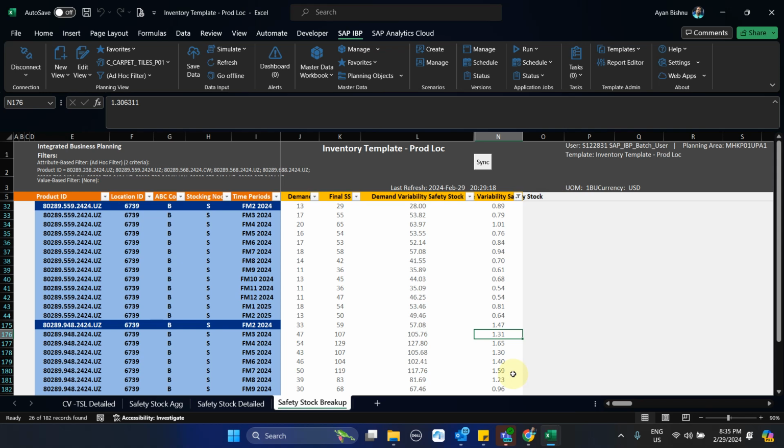So this recommended safety stock not only gives you how much safety stock you need at a particular product location at any given point of time, but it also gives you the bifurcation of how much of this safety stock is because of forecast variability, how much is because of service variability, and how much is because of production variability. So that's how this inventory optimization works.